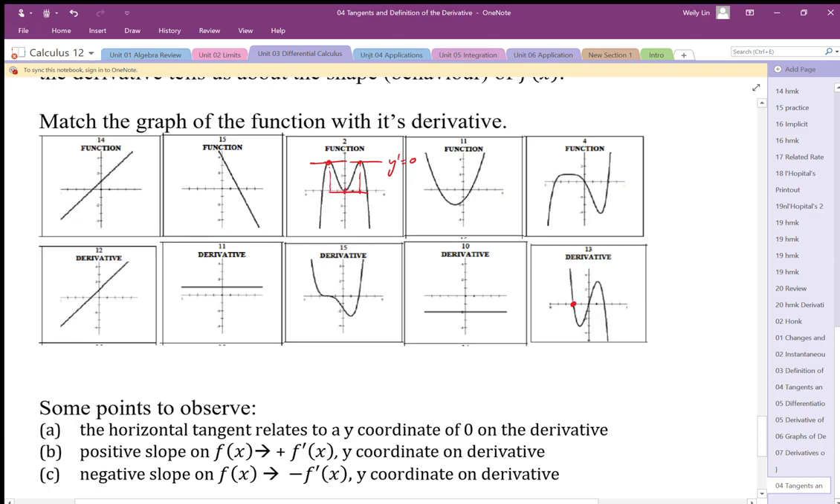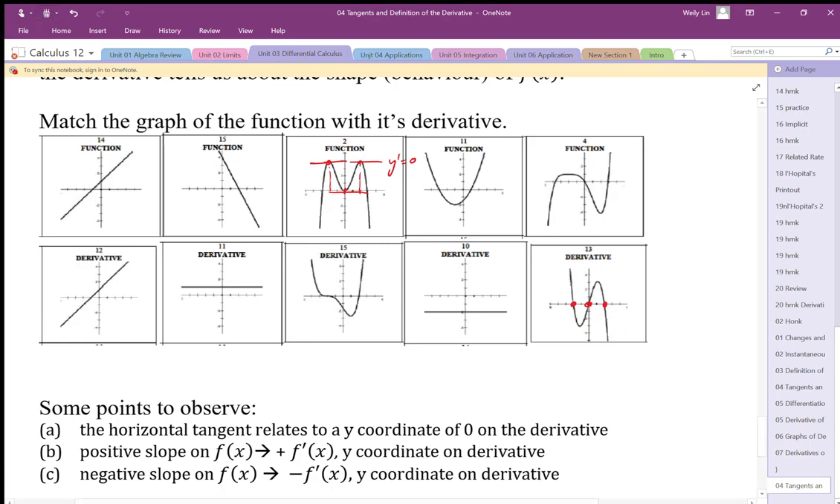Slope 0 happens at 0, yeah, it crosses 0 here. Slope 0 happens at positive 2, right there. Those 3 points give me 0 slopes. The derivative is telling me the slope is 0, because the y value on the derivative is the slope value. So those are slope values of 0. That's one thing to look for.